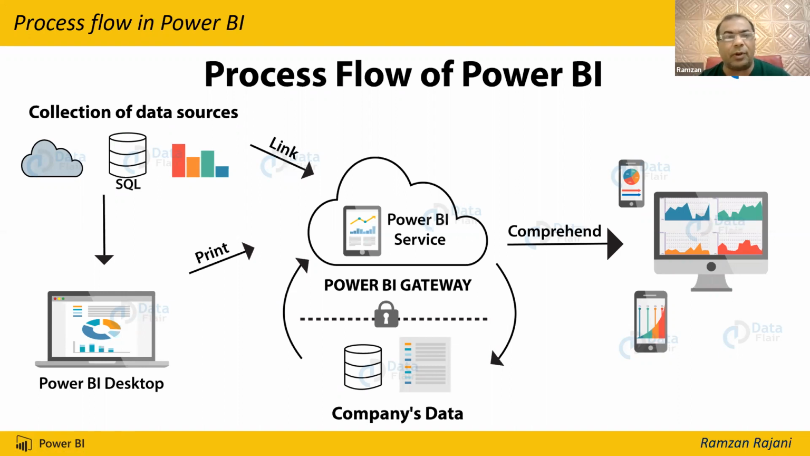So let's take it. If you observe from the left-hand side, there is the collection of data sources. From the cloud, it can be Azure, Zoho, MailChimp, ConvertKit, or your SQL server. All the data comes into a desktop, meaning a software. After coming into the software, you do the visualization and modeling and all. Then you go to publish. You publish and it goes to the Power BI service.